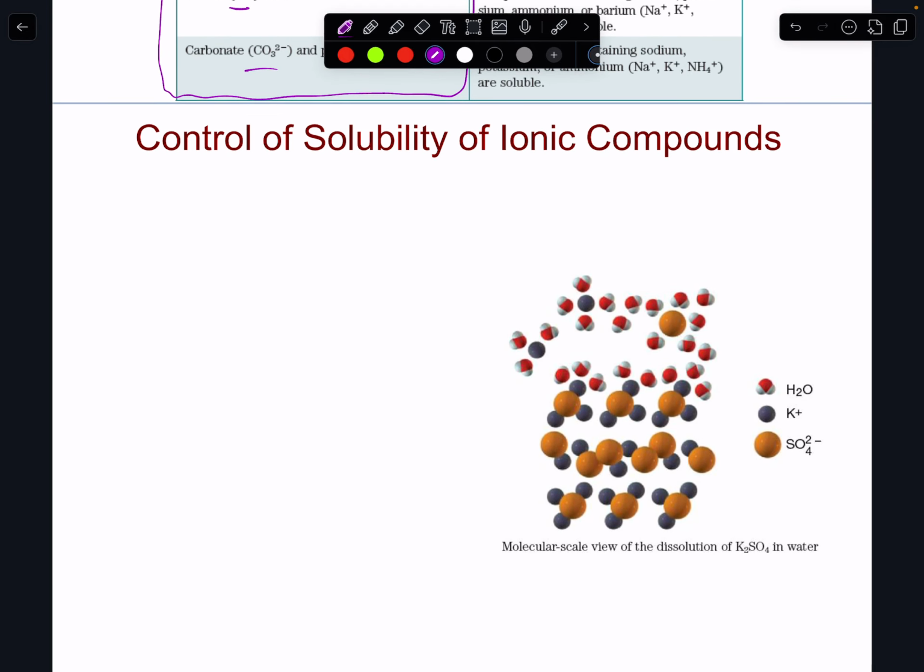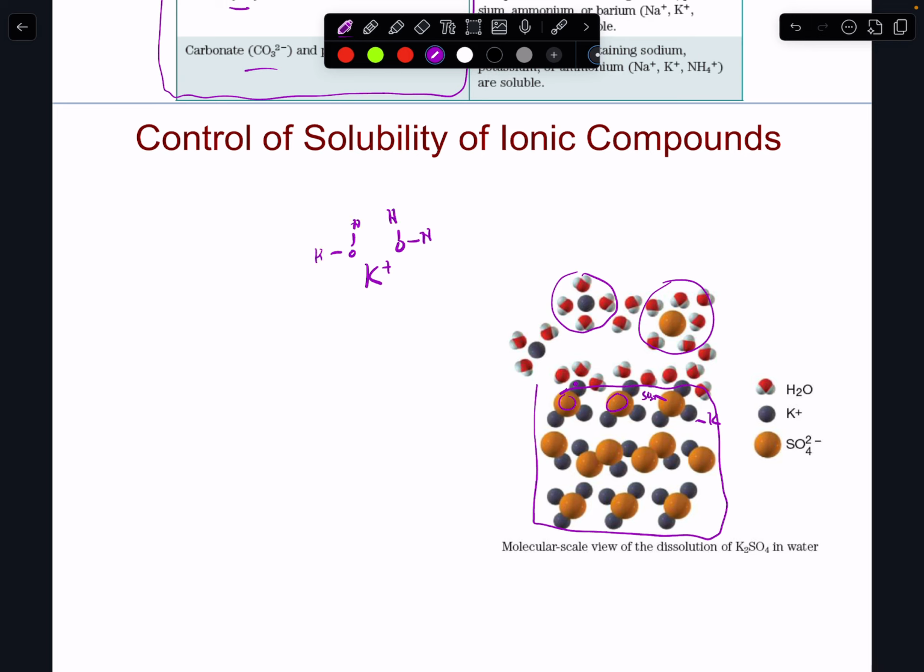So the picture of the way ionic compounds dissolve is you'll have a salt. So this here is potassium sulfate. These are sulfates. These are potassiums. Those are sulfates. And when it's a solid, it's this crystal here. When it dissolves, what happens is the ions are surrounded by water molecules. So the potassium ion is surrounded by water molecules like that.